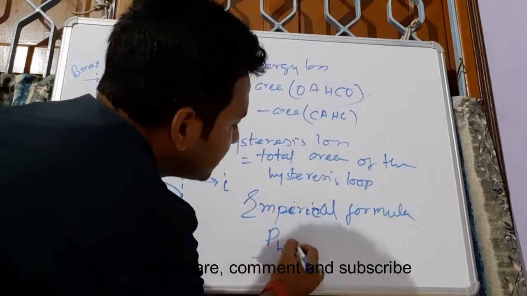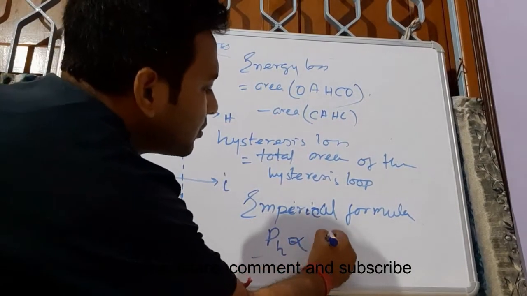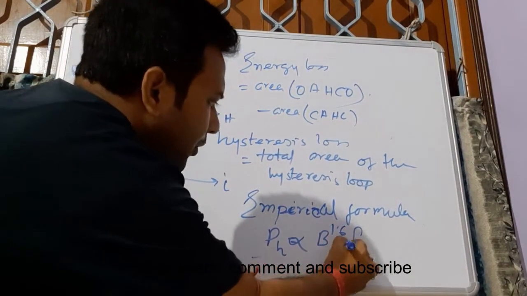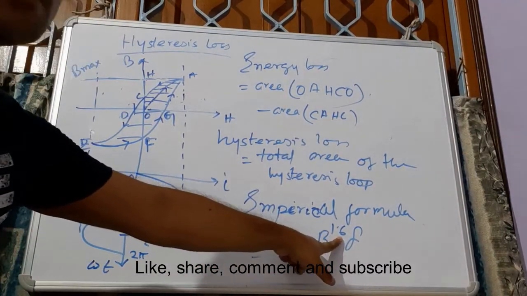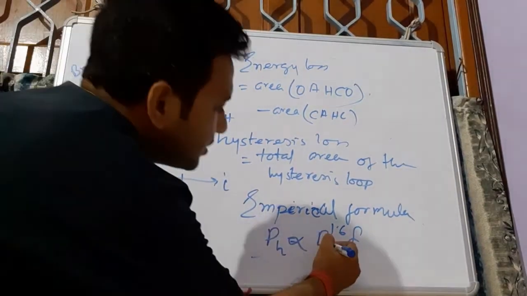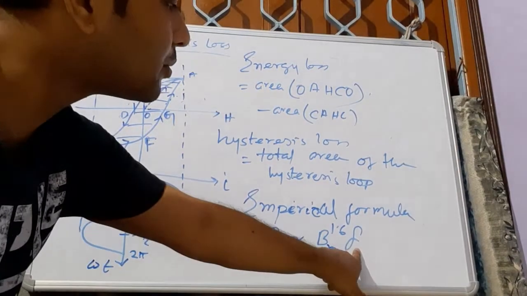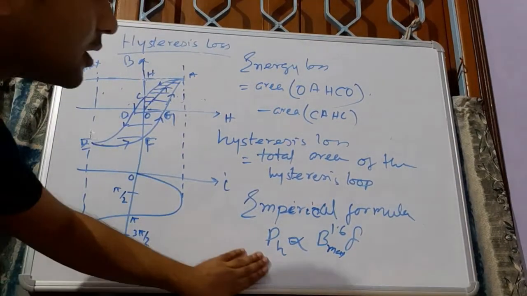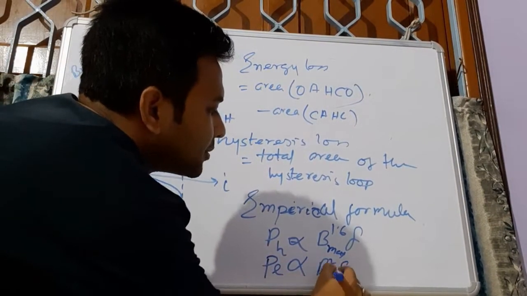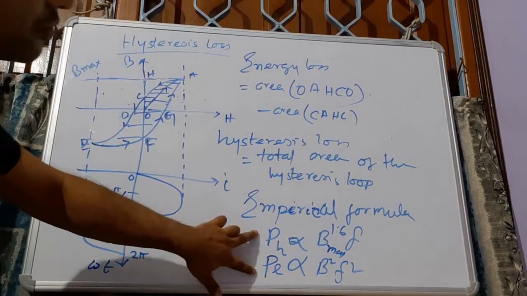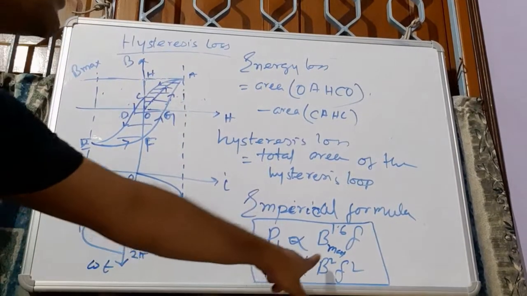And the empirical formula for hysteresis loss is P proportional to B max to the power 1.6 into F. This 1.6 is the Steinmetz constant. This is B max, and this is also proportional to F. And you can recall the eddy current loss, P proportional to B square F square. These two results are very important. Many problems come from these equations.